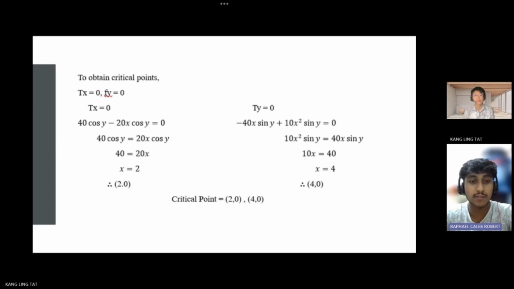From the equation of x, we get that x is equal to 2 and we get the coordinates of (2, 0). As for y, we get the coordinates of (4, 0). Thus, we know that there are two critical points for this graph.